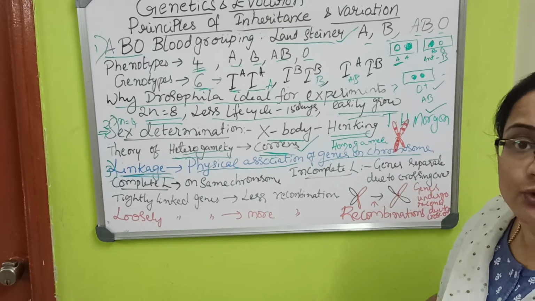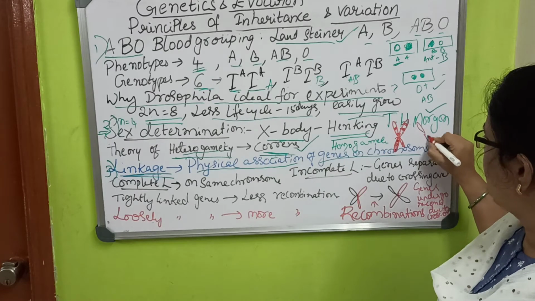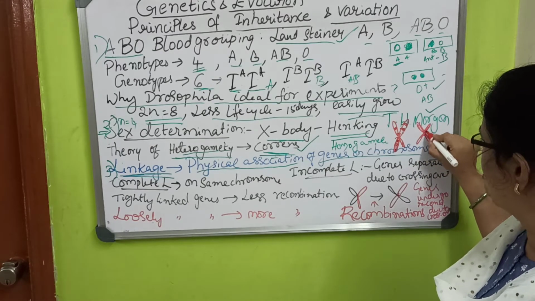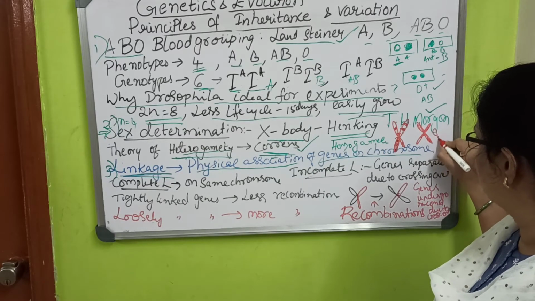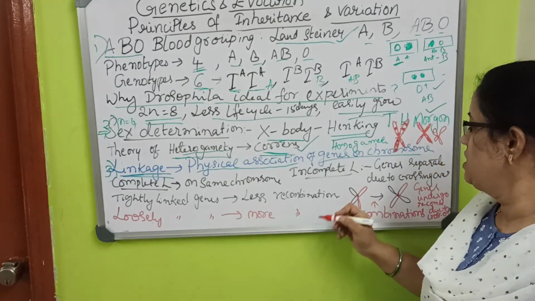Genes are separated due to crossing over. When crossing over occurs, suppose this fragment is one and this is another, then these two get exchanged. The down part will be crossed like this, that is crossing over. The definition of crossing over you also have to learn.